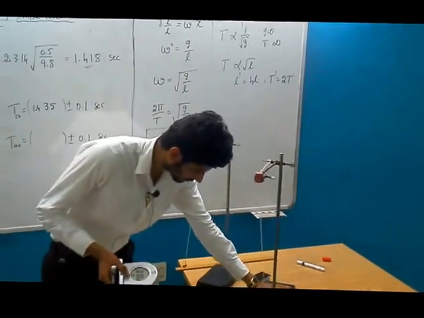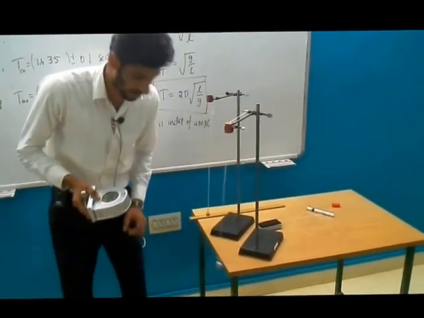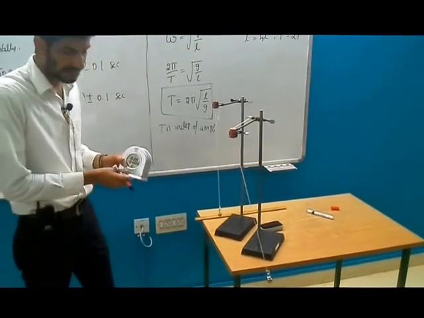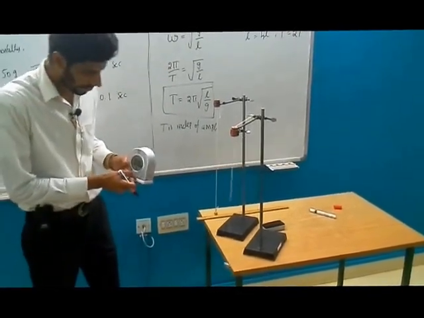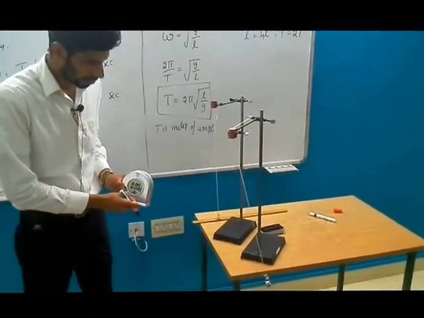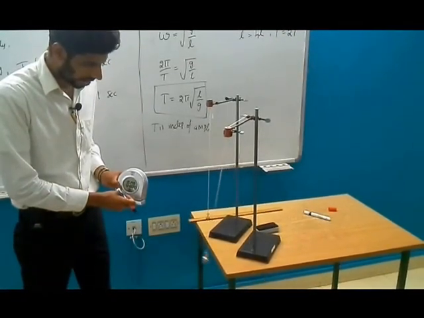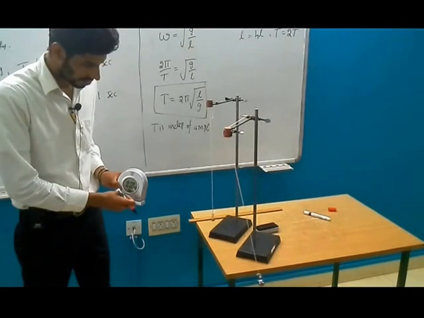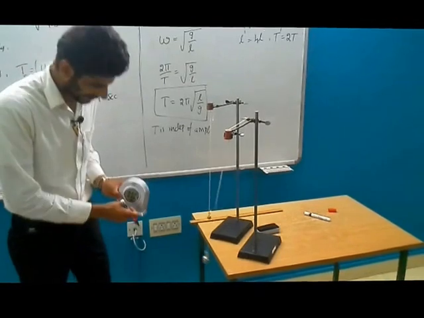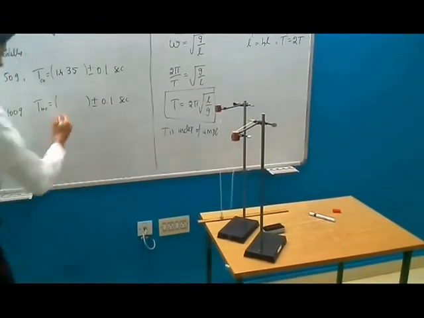Here it is. I'm going to give a very smooth oscillation, and it's oscillating very smoothly. I'm going to start from an extreme position. It's very easy to measure the time if I start from the extreme position. Stop. 1, 2, 3, 4, 5, 6, 7, 8, 9, 10. 14.72.